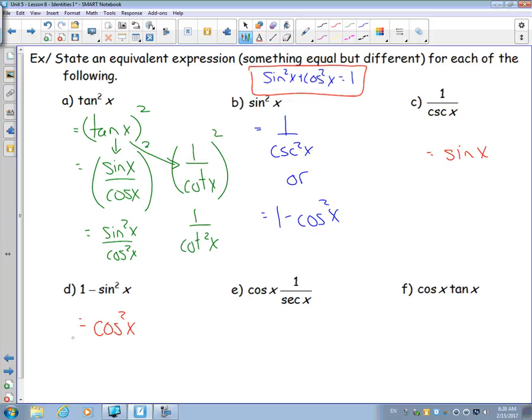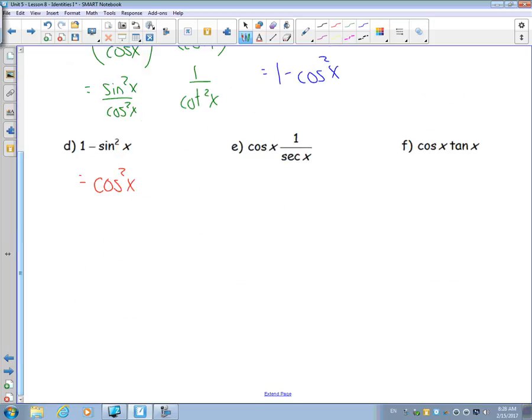Or I suppose if you wanted to, it's probably a little bit messier, but you could write this as 1 minus 1 over cosecant squared, using the reciprocal idea. I would say it's the messy version. I probably wouldn't use that one.